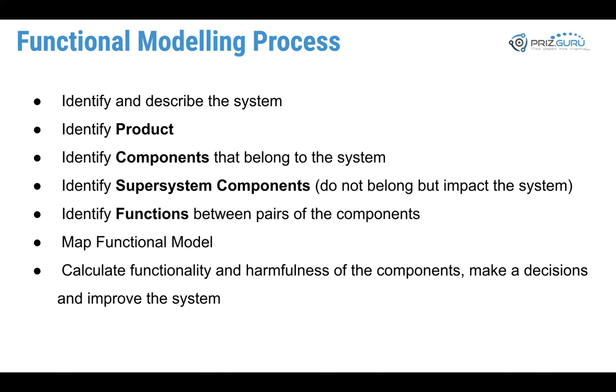Then, identify and document the functions between the pairs of components. That's where the functional language comes in, the functional description of the system. By doing that, we map the functional model to model, again, the problem, the symptom that we're seeing. And then we calculate the functionality and helpfulness of components, and move forward from there.